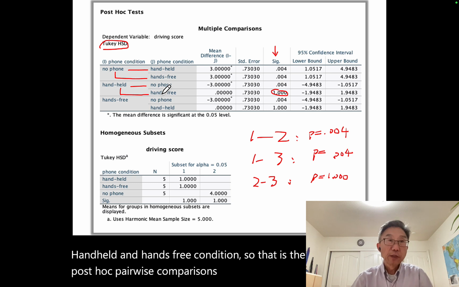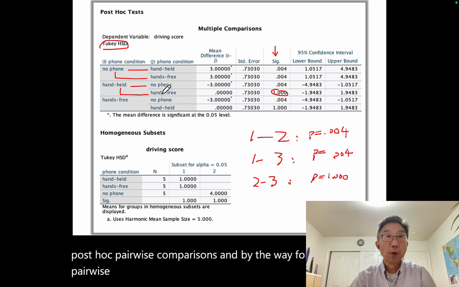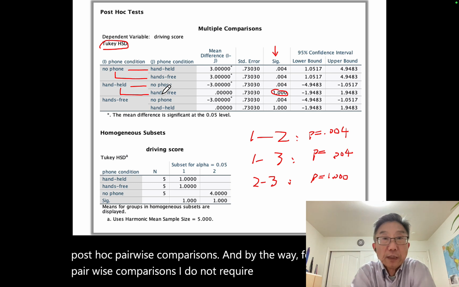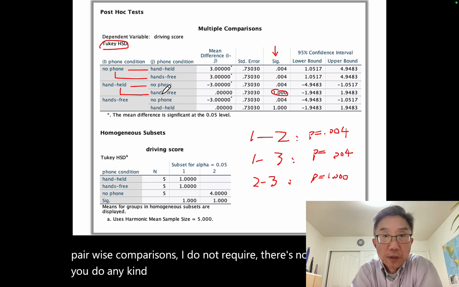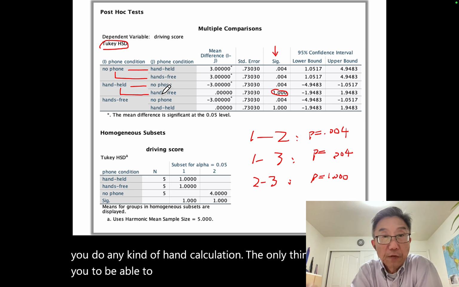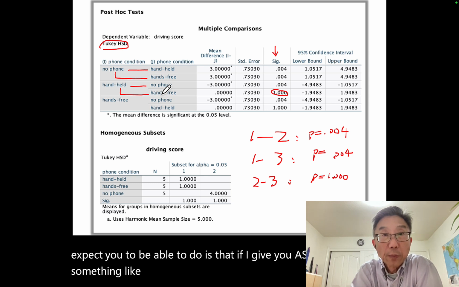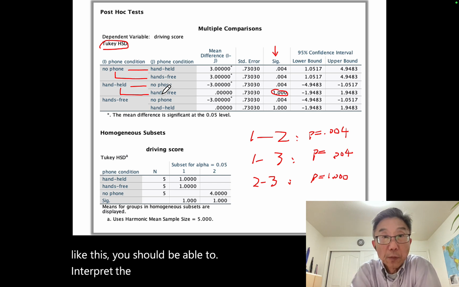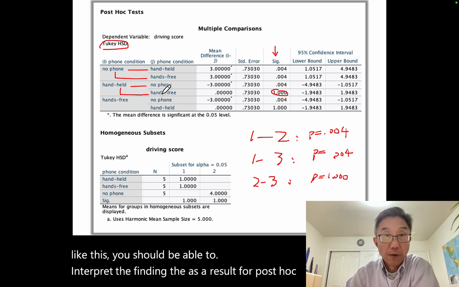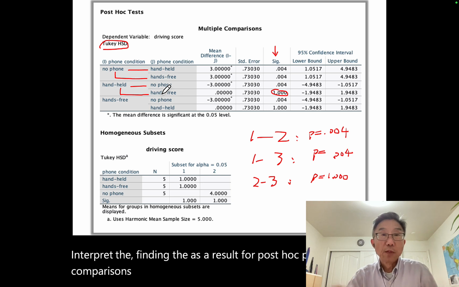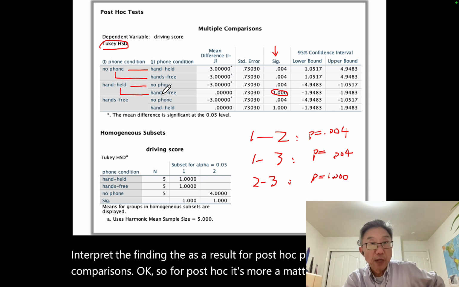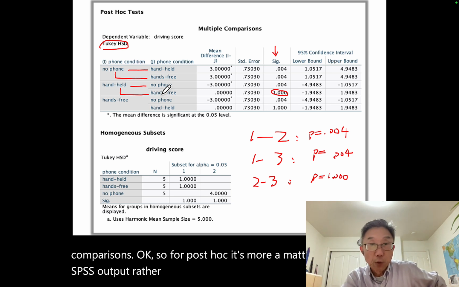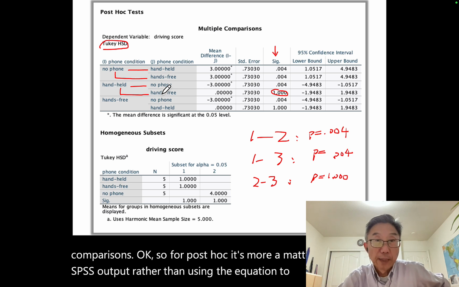And by the way, for the post hoc pairwise comparisons, there's no expectation that you do any kind of a hand calculation. The only thing I would expect you to be able to do is that if I give you an SPSS output, something like this, you should be able to interpret the result for post hoc pairwise comparisons. So for post hoc, it's more a matter of interpreting SPSS output rather than using the equation to do any kind of a hand calculation.